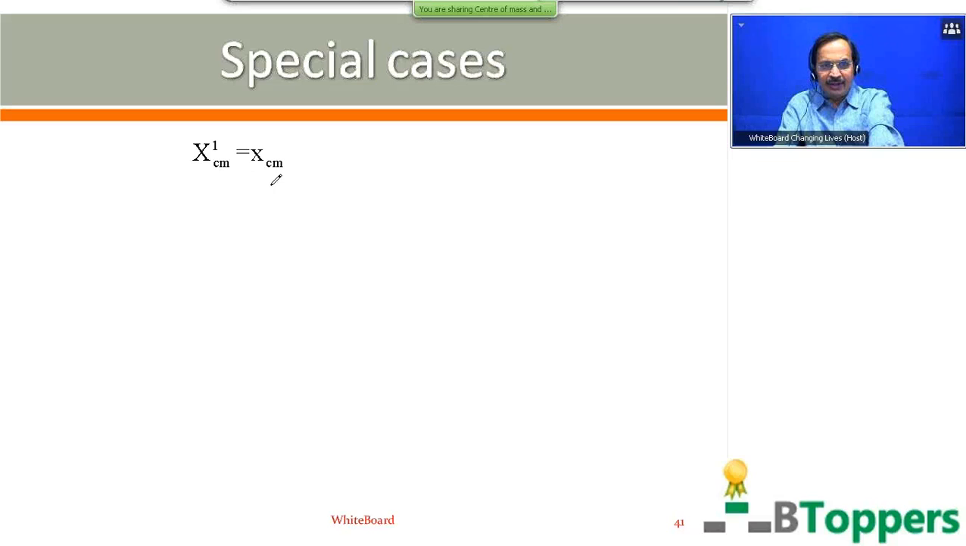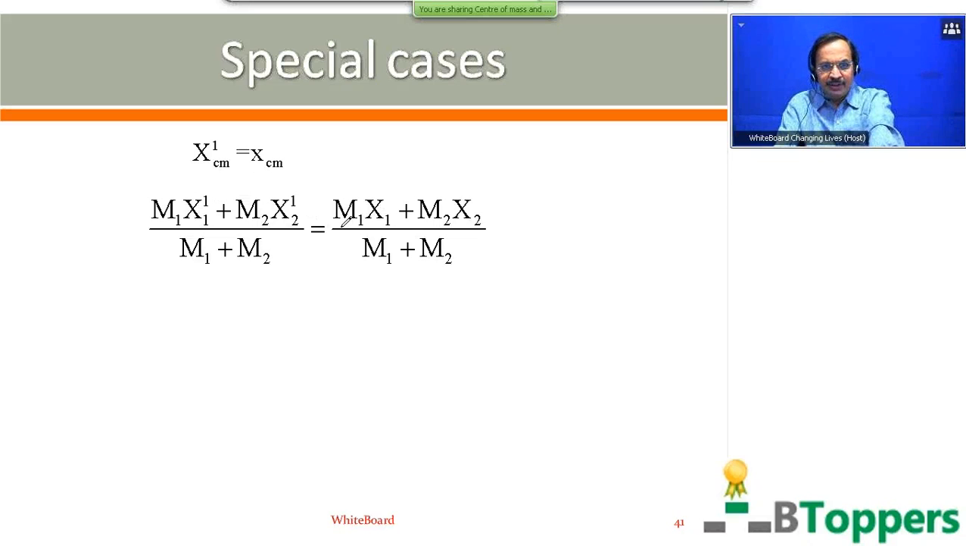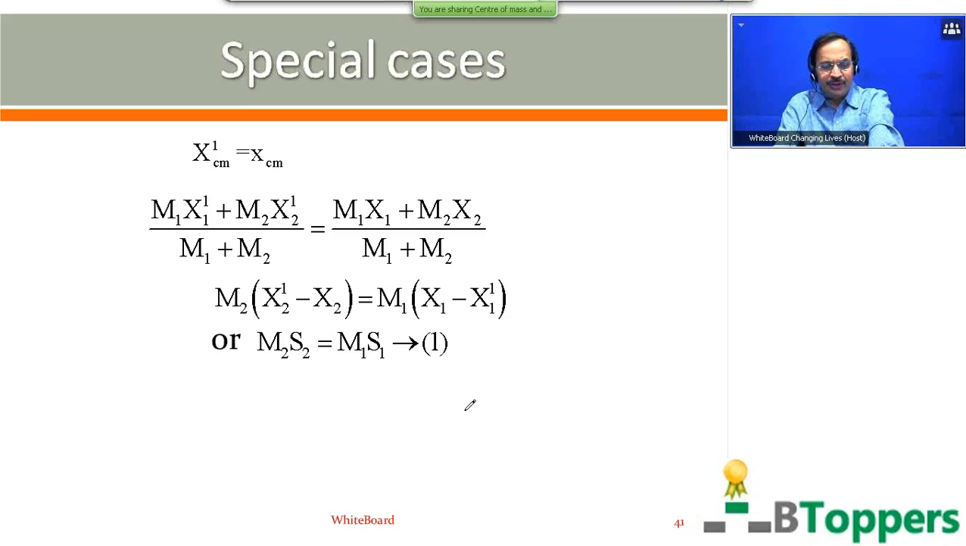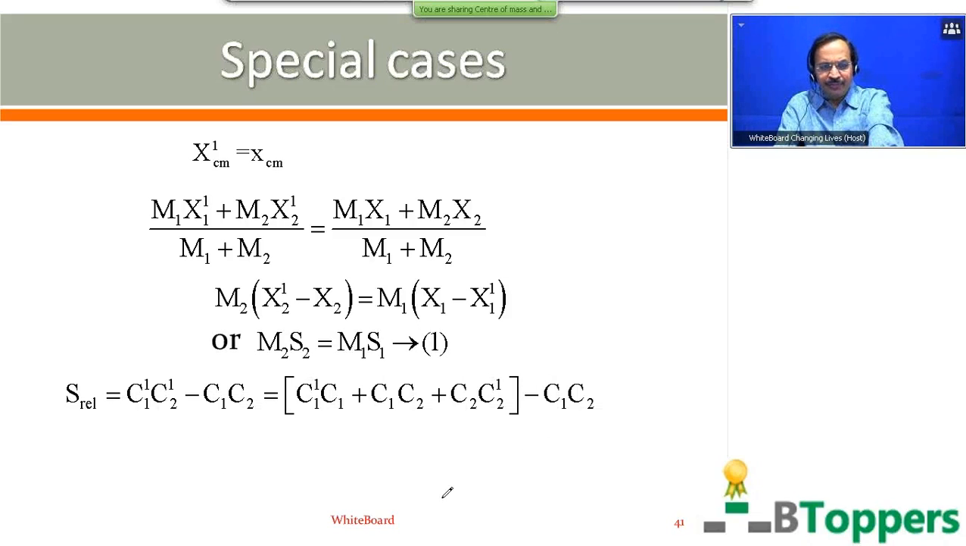So Xcm dash equals Xcm. Xcm is the initial distance of the center of mass from the origin. Xcm dash is the new distance of the center of mass from the origin. Xcm you can write as (m1 x1 plus m2 x2) by (m1 plus m2) on the right side. Xcm dash you can write as (m1 x1 dash plus m2 x2 dash) by (m1 plus m2). You can cancel m1 plus m2 in the denominator on the right hand side. So you can write m2 into (x2 dash minus x2) equals m1 into (x1 minus x1 dash). M2 S2 equals M1 S1.